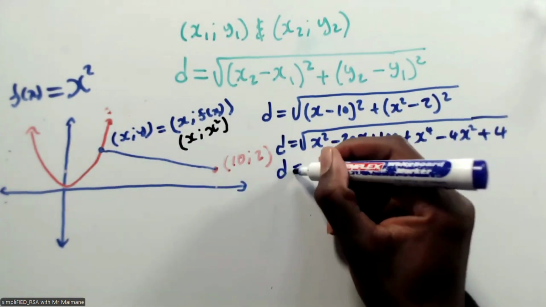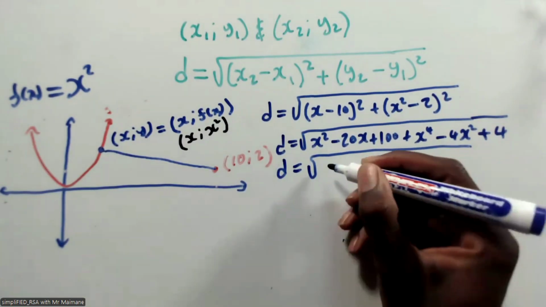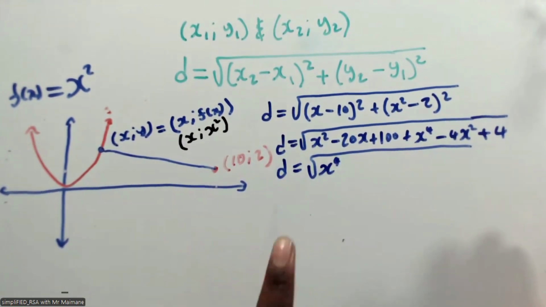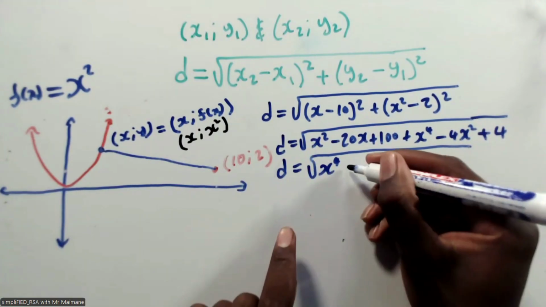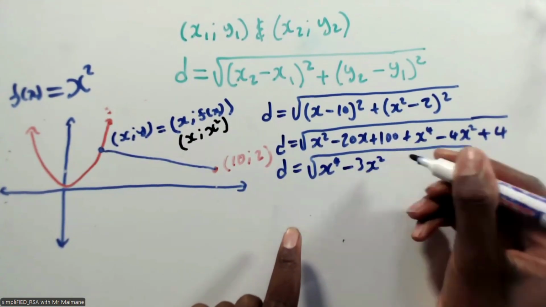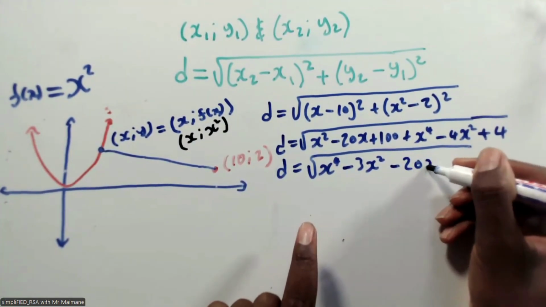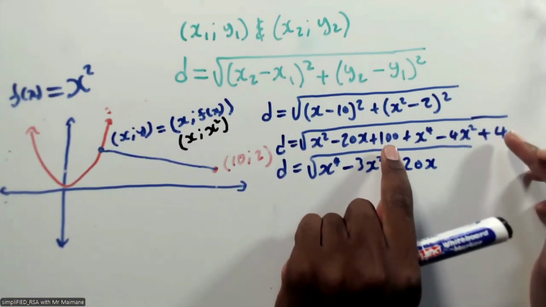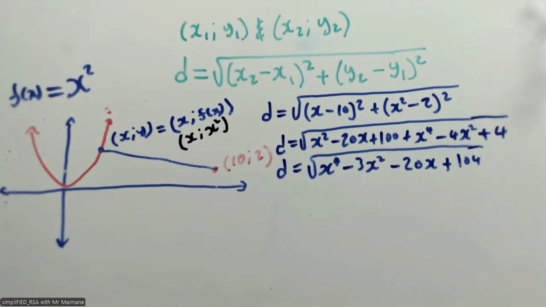And then it goes further and say, to simplify this further, we have x to the exponent 4. I have x squared here and I have minus 4x squared here. This is going to give me minus 3x squared. I have minus 20x, and 100 plus 4, that's 104. That's what I have.